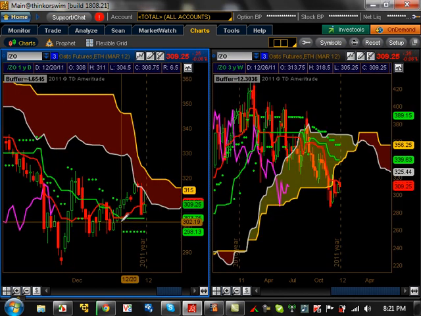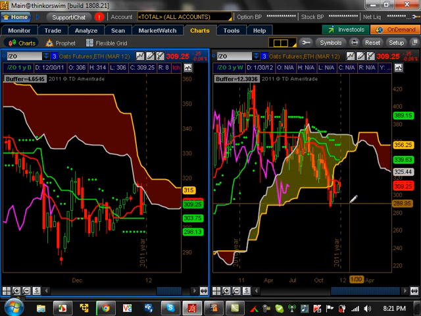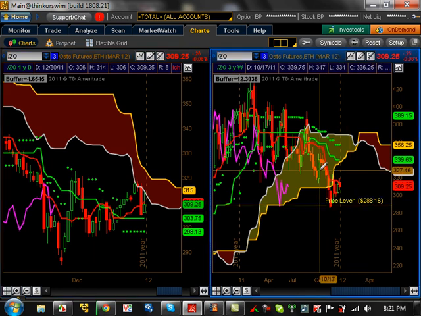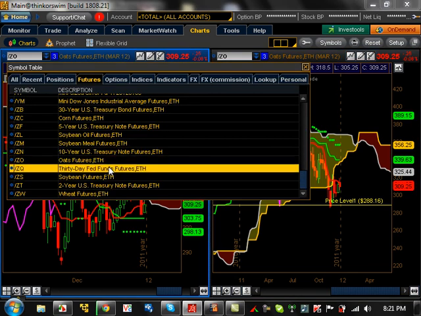Oats, if you look at oats here, nothing really going on at all. It's just consolidating here on the daily time frame. On the weekly time frame, it's consolidating here. However, if this thing does break this support level here at 288.16, it's going to go south and start a trend. So watch out for that level here, which will start a trend on both sides moving forward.